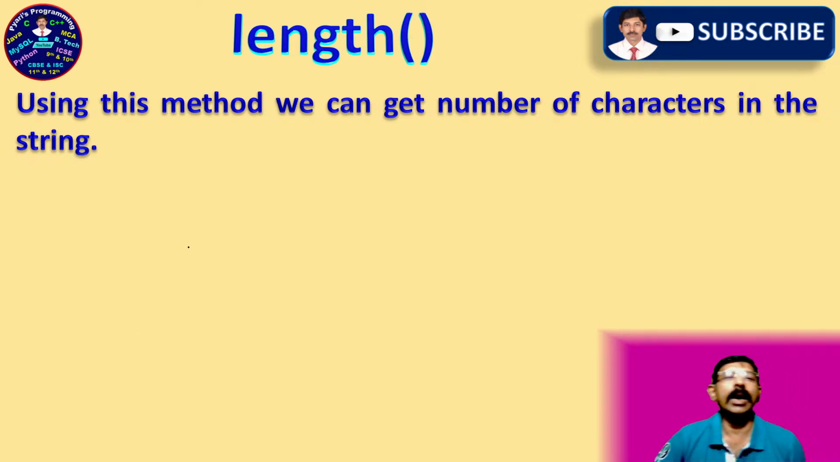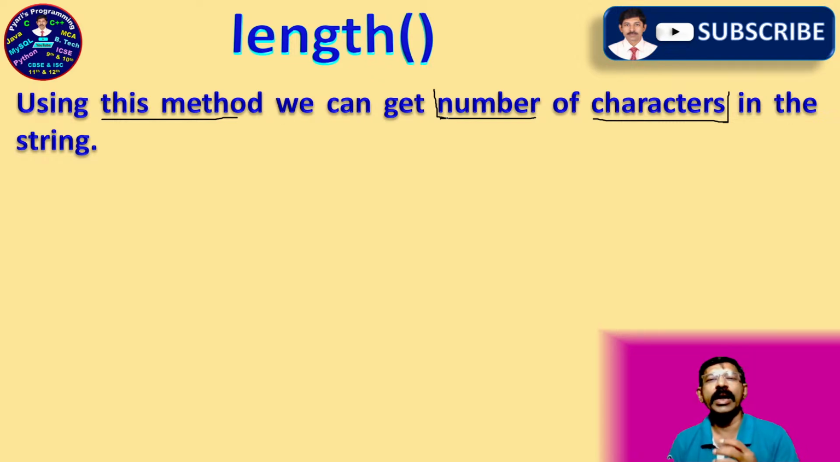As I said, using this method we can get what? We can get the number of characters. So this is the key term that I am going to follow in my definition. The rest is our own creativity. I'm repeating again: with the help of this method we can get how many characters are there in a string. In order to get how many characters are there in a string, we'll take the help of the length method. The length method allows us to get the number of characters in a string.